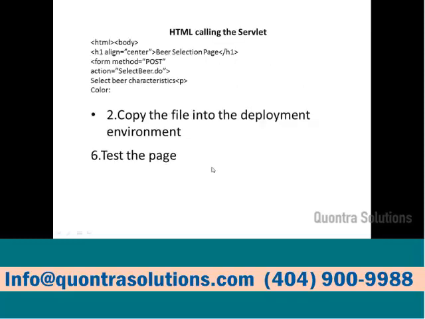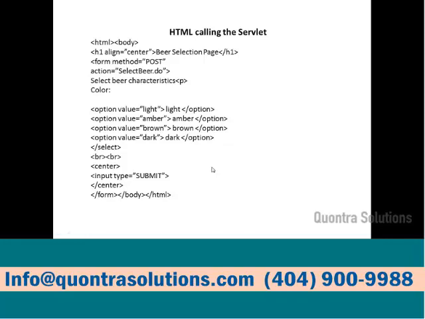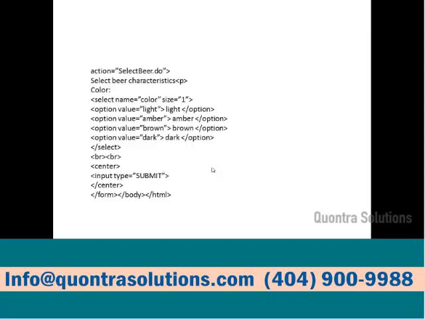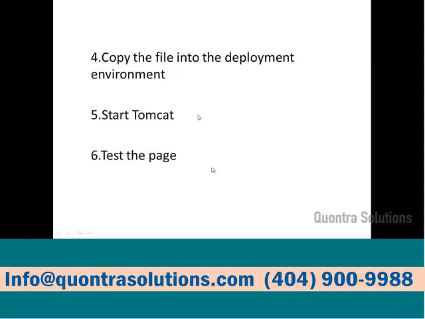Copy this HTML file. And we will create one XML file. In the XML file, we'll say like this will be the index.jsp page. And we will start the Tomcat and test the server.